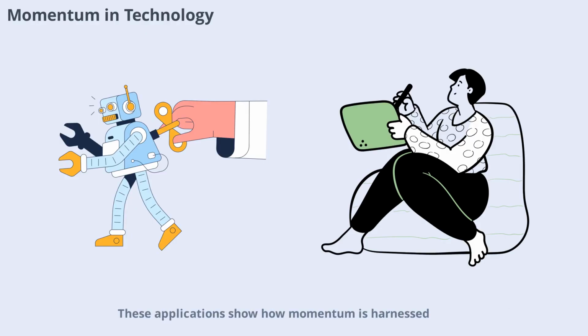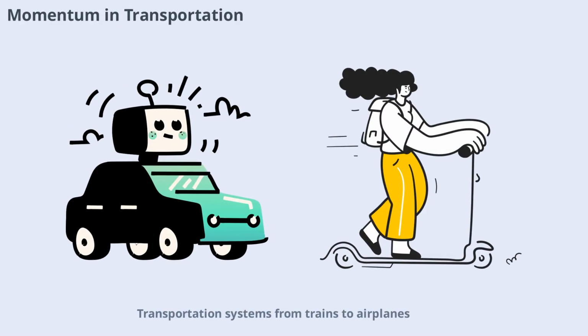These applications show how momentum is harnessed in innovative ways to solve practical problems. Transportation systems, from trains to airplanes, are designed with momentum in mind. Trains require long distances to stop because of their large momentum, while airplanes use momentum to take off and land smoothly. Understanding and managing momentum is key to safe and efficient travel.